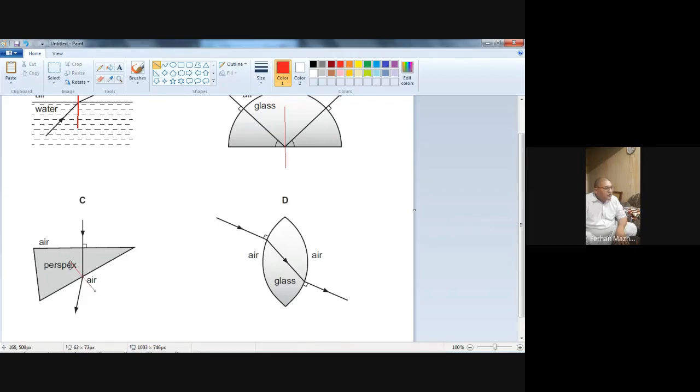Okay. So when it entered from glass into the air, it should bend away from the normal, and it did bend away from the normal. So it's good. There is no problem in the C figure.